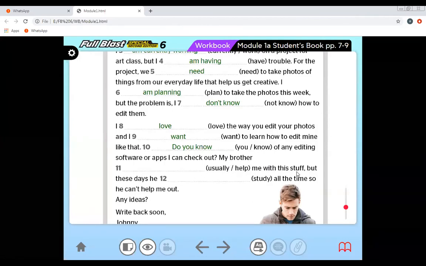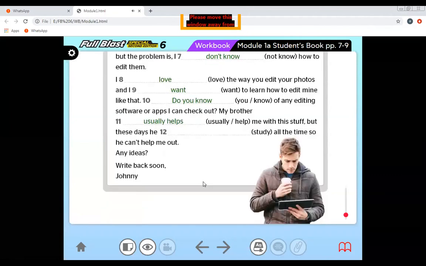My brother helps me with this stuff. You have the word usually. Who knows the answer? Mariam Ahmed. Yes, Mariam Ahmed. Do you know the answer? My brother usually helps. Usually helps. Number 12 and the last one: these days he studies all the time. Because I'm talking about these days, it will be is studying. Okay? All the time. So he cannot help me out. Any ideas? It's a letter.